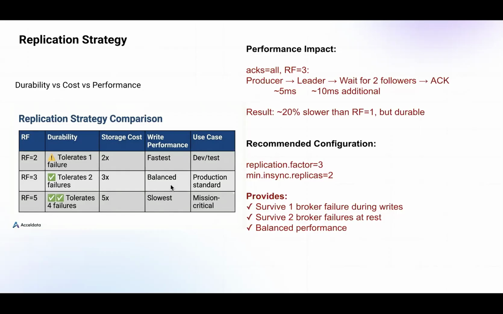Replication factor 3 is the production standard. You can tolerate 2 broker failures total: one during writes if you set min.insync.replicas equal to 2, and 2 failures at rest.